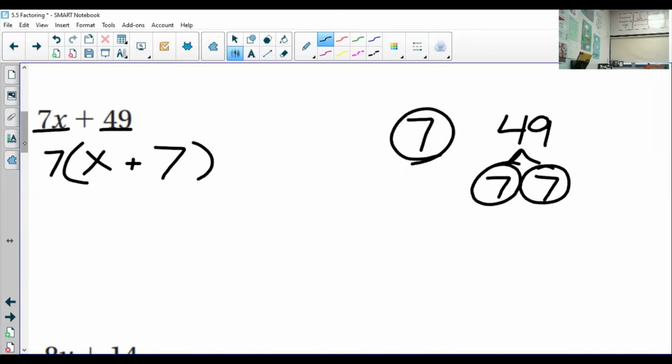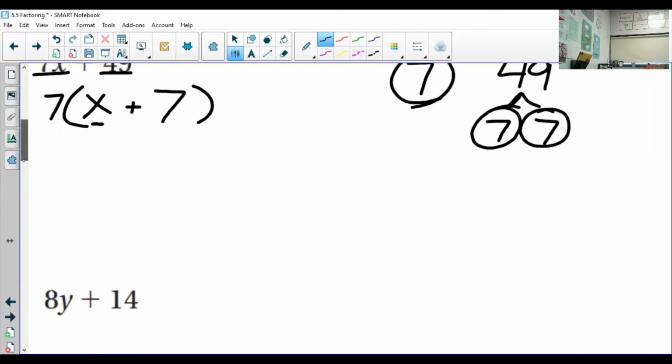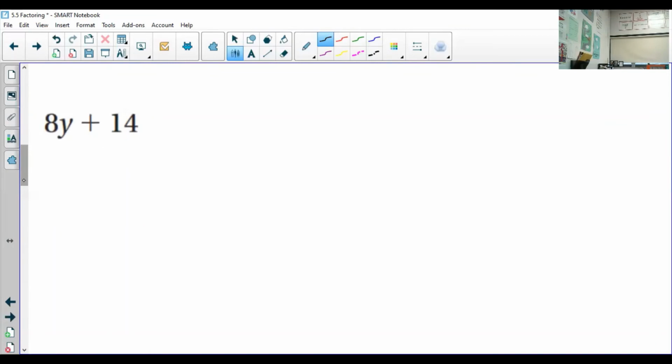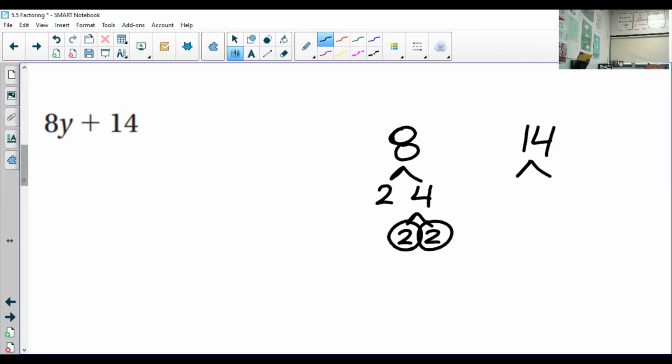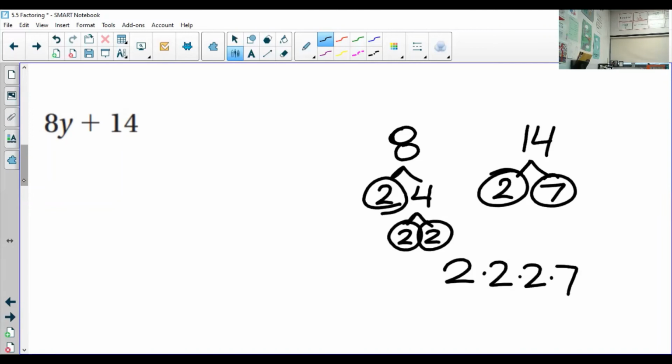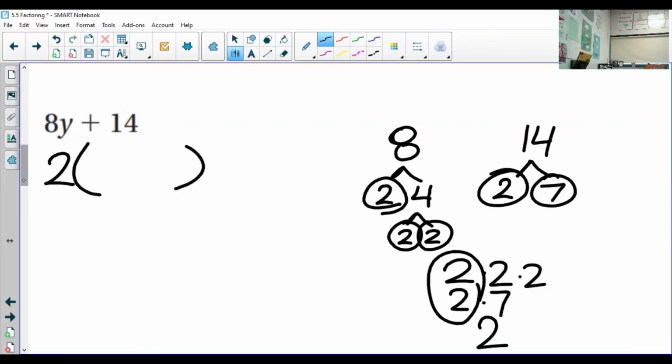We're doing the exact same thing as before, just now we're going to have some letters involved, some variables. Okay, 8y plus 14. So I've got 8, and I have 14. Do my trees, and I end up with my prime numbers. So, list them out. Wait, nope, the 7 goes on the next one. And then 2 times 7. 2's are my pairs, so what's my greatest common factor? 2. So I'm going to put that out front. I leave the variable.